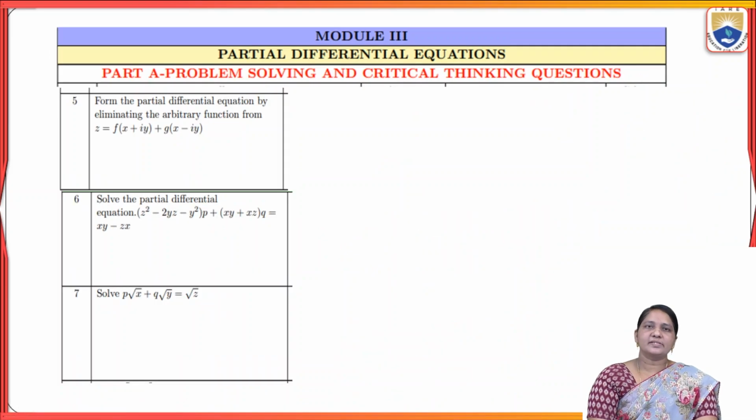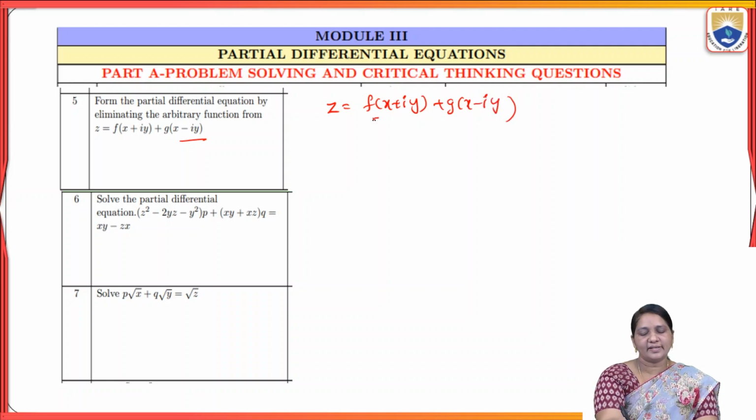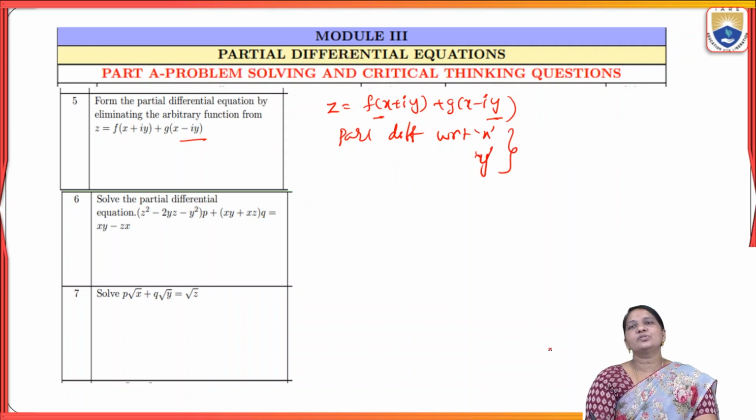See here. In the same way, the fifth question also we have, that is z equal to f of x plus iy plus g of x minus iy. So before we had x and t, here x and y. So we can do partial differentiation with respect to x first, and after that with respect to y. So we are going to solve these two equations to eliminate the arbitrary function from the given equation.